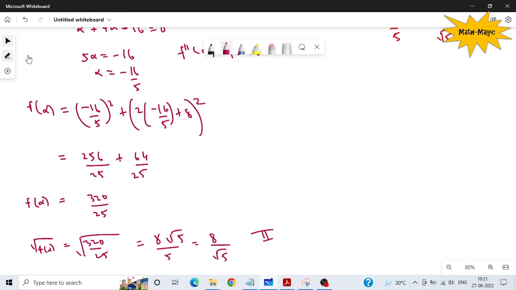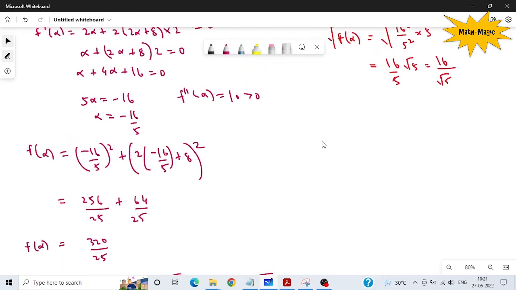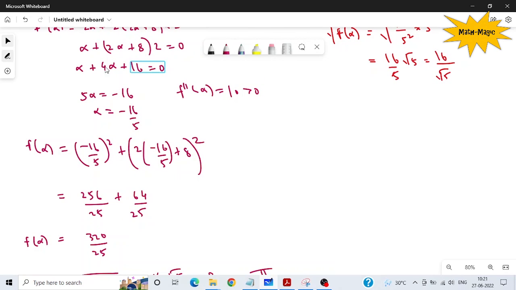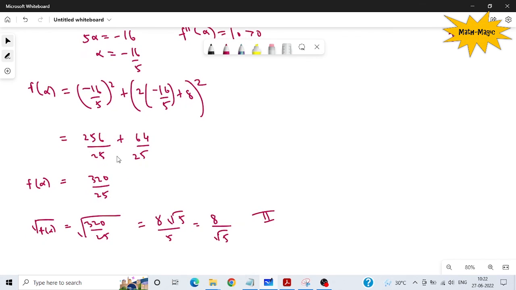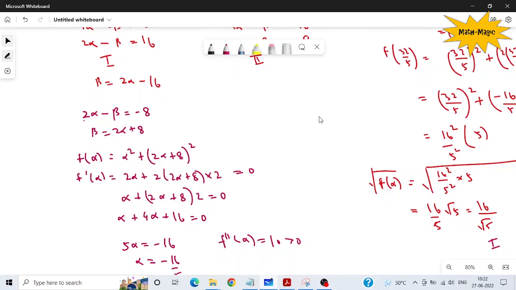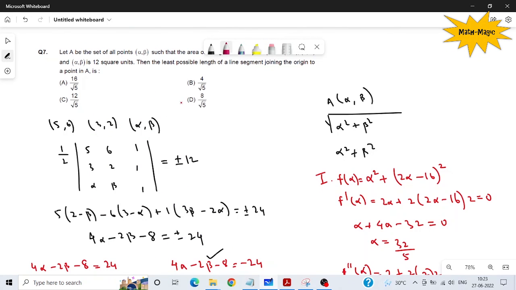So now let's compare. From the first case we were getting the answer 16 by square root of 5, and from the second it's 8 by square root of 5. So 8 by square root of 5 is the minimum value. So the answer is 8 by square root of 5. Let's see what the correct option is here. We can see that option D is correct, 8 by square root of 5.